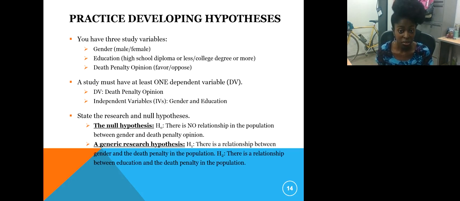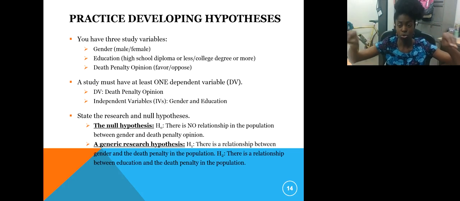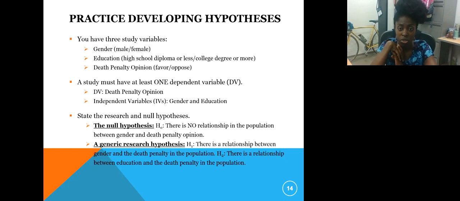A generic research hypothesis for our two relationships, gender and opinion, education and opinion, means we should have two hypotheses. The first: there is a relationship between gender and death penalty. And the second: there is a relationship between education and death penalty. That's just what I think I want to do my study on, where I think I'm going to see a relationship.